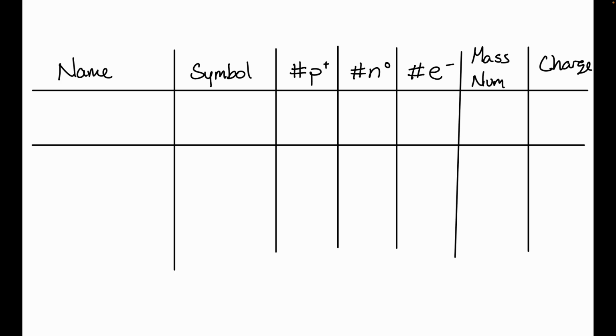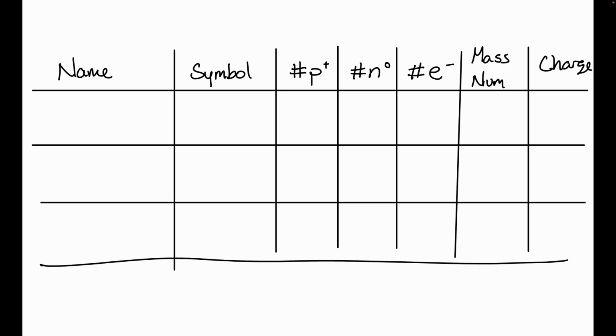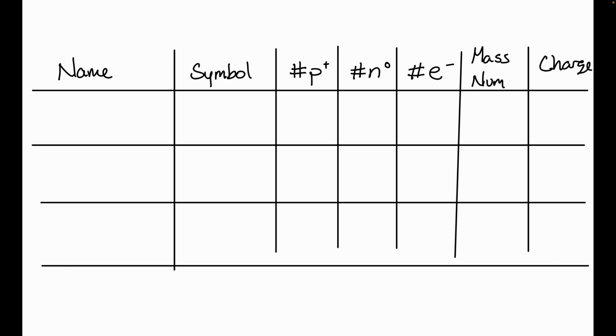So the name of the game here is I'm going to give you certain pieces of information on this table, and you have to fill out the rest of it for me. All right? So we'll start with this. I am holding an atom in my hand that has 15 protons, 16 neutrons, and 15 electrons. All right? We're going to do this one together.